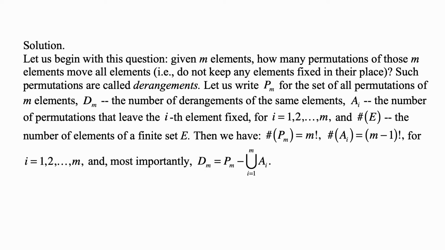We're doing this calculation separately for every one of these elements. Of course, the number of permutations that leave the first element fixed is the same as the number of permutations that leave the 10th element fixed. It doesn't really matter. That's why we always get m minus 1 factorial. And most importantly, Dm is equal to Pm, so derangements, that's all permutations except for those that leave at least one element in place.